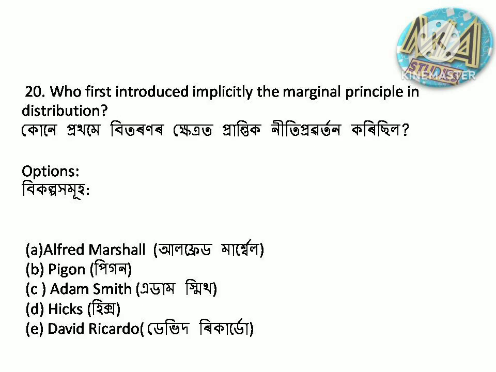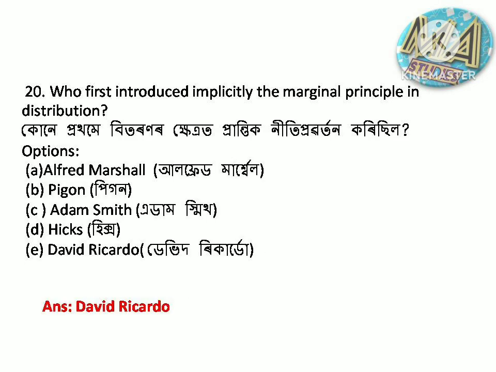20. Who first introduced implicitly the marginal principle in distribution? Options: A. Alfred Marshall, B. Pigou, C. Adam Smith, D. Hicks, E. David Ricardo.